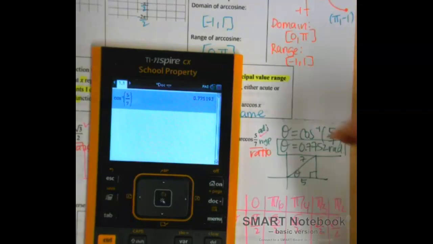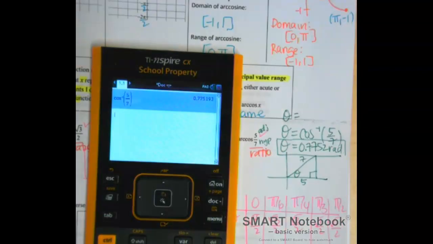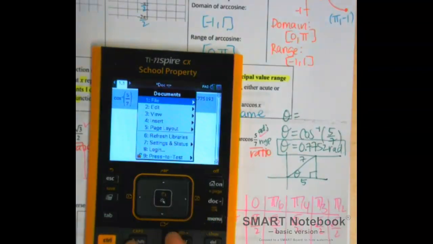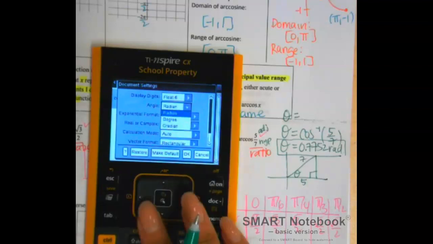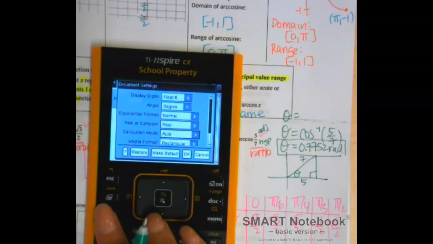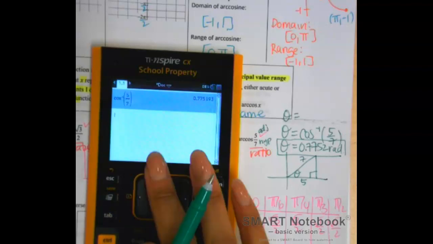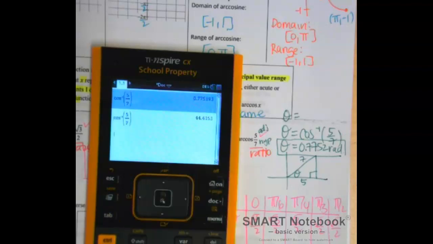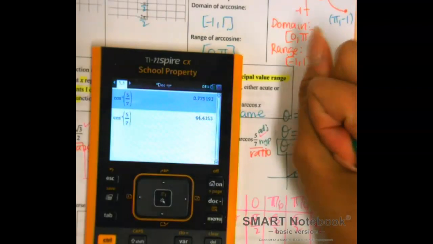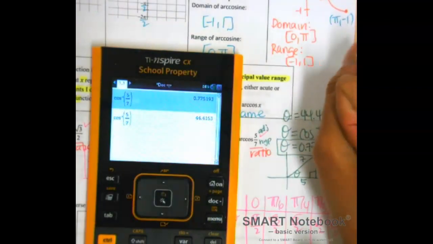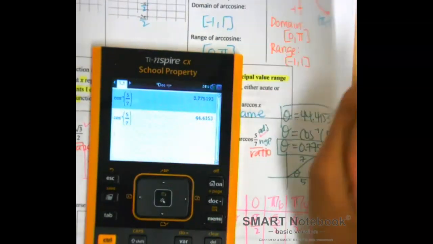If it asked you to find it in degrees, what would you have to do to the calculator? Put it in degree mode. So I'm going to go down to settings and change document settings. We're going to change this from radian to degree. I'm going to tab all the way over to OK, and I'm just going to copy this down and recalculate. This will give me 44.4153. And I'm going to put that degree symbol behind it.